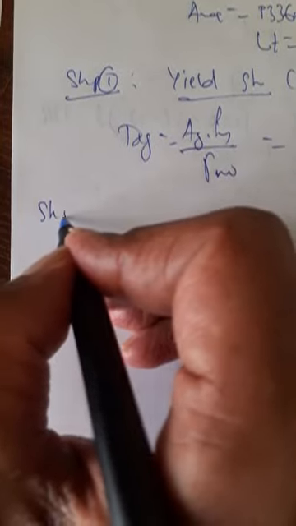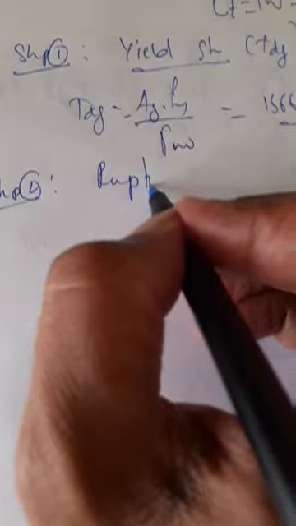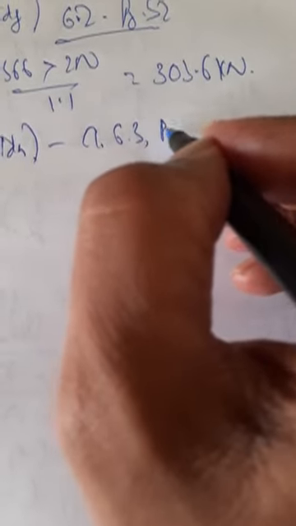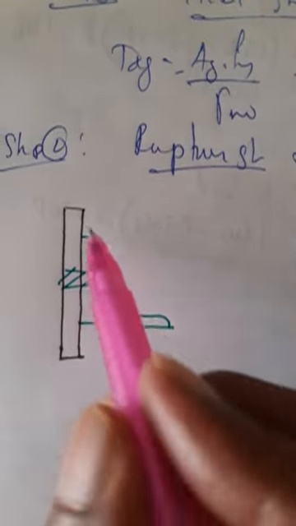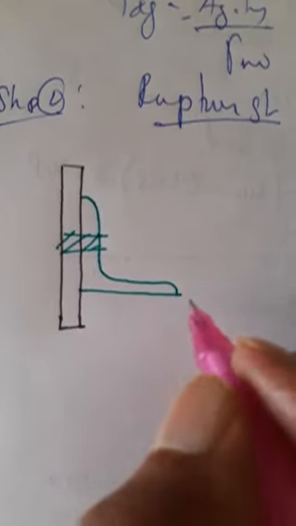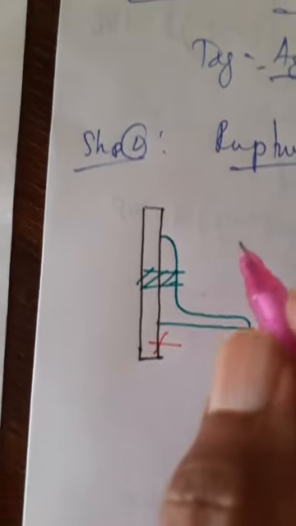Next, step 2, rupture strength TDN, and this is given in clause 6.3, page 32. Now for this draw a diagram showing the details. So this is another diagram which I have drawn. This is the angle, gusset plate. Before coming to this, let us look at the code book.